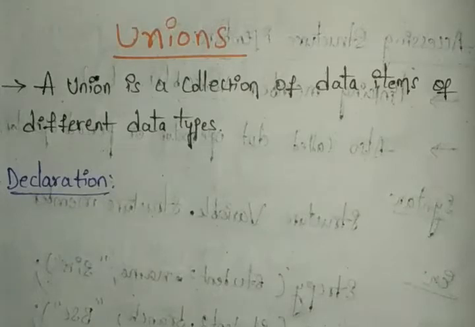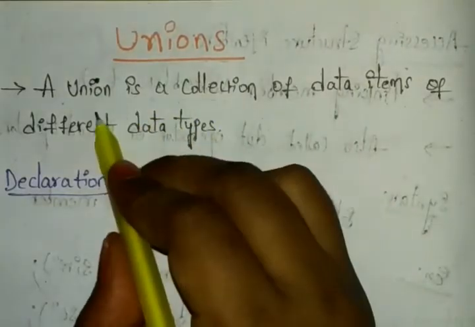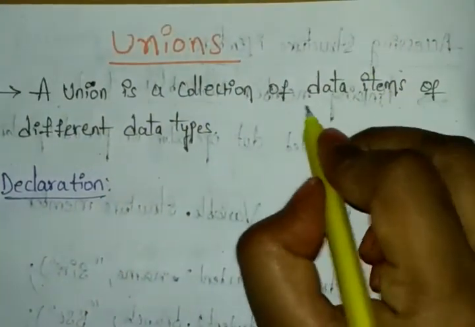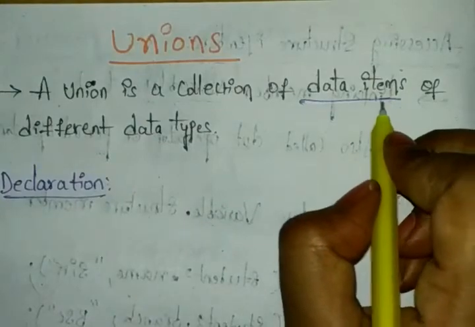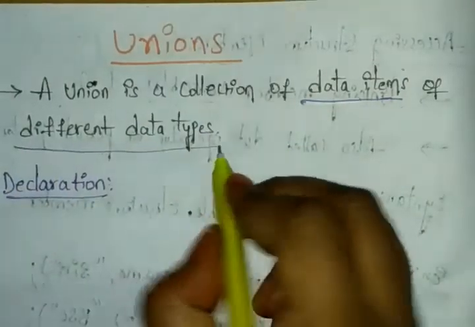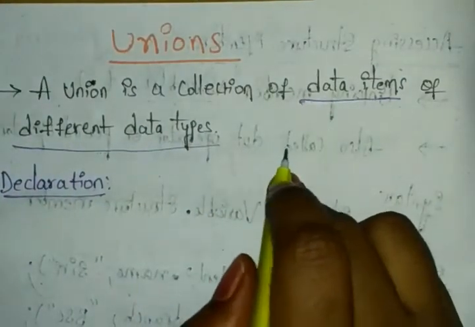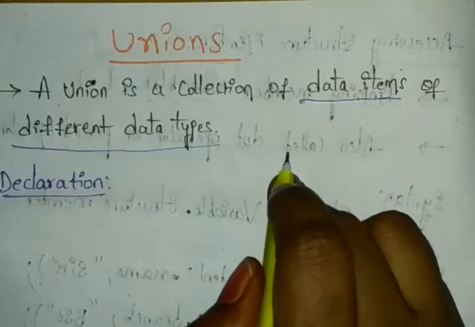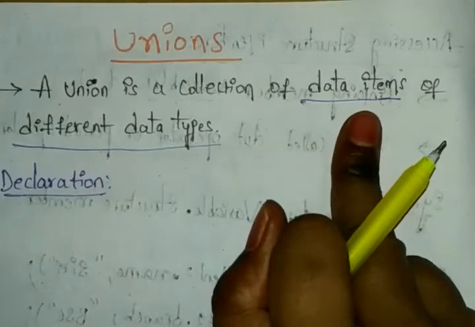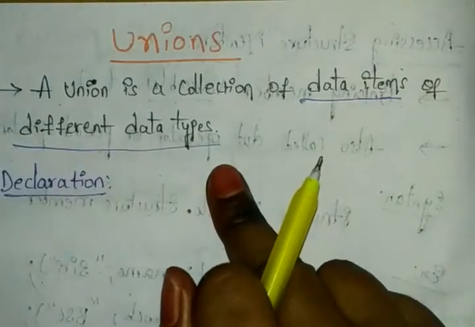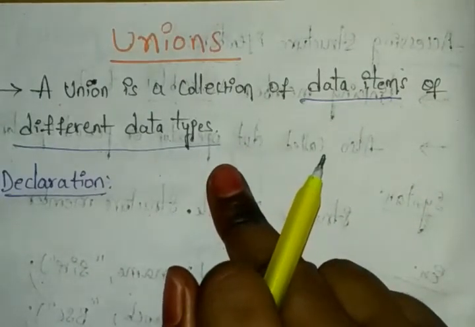In the same way, a union also has a definition. A union is a collection of data items, and these data items can have different data types, meaning integer, float, everything. Each data item takes its own data type whenever you are writing the program, or whenever you are declaring the data items.